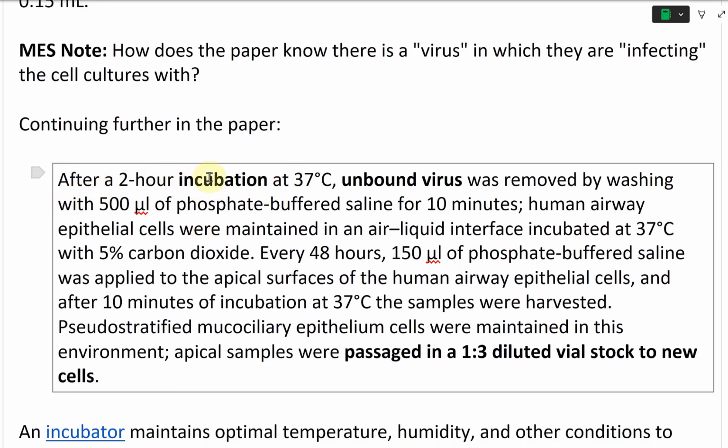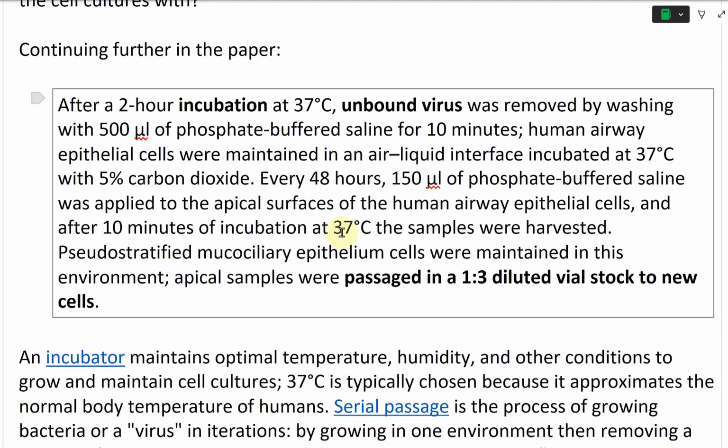So after a 2-hour incubation at 37 degrees, unbound virus was removed by washing with 500 microliters of phosphate buffered saline for 10 minutes. So you're washing it for 10 minutes after you grow this for 2 hours. And then human airway epithelial cells were maintained in an air-liquid interface incubated at 37 degrees with 5% carbon dioxide. And then every 48 hours, 150 microliters of phosphate buffered saline was applied to the apical surfaces of the human airway epithelial cells. And after 10 minutes of incubation at 37 degrees Celsius, the samples were harvested.